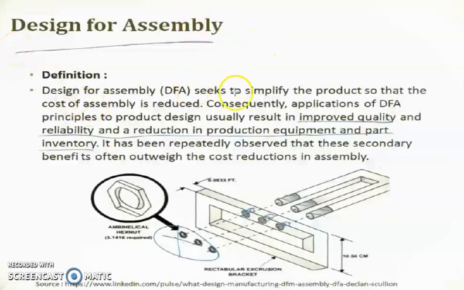Basically design for assembly seeks to simplify the product so that the cost of assembly is reduced. Means cost of assembly is our major objective for design for assembly. Consequently, application of DFA principles to product design usually results in improved quality and reliability and reduction in production equipment and parts inventory. It has been repeatedly observed that secondary benefits often outweigh the cost reduction in assembly.